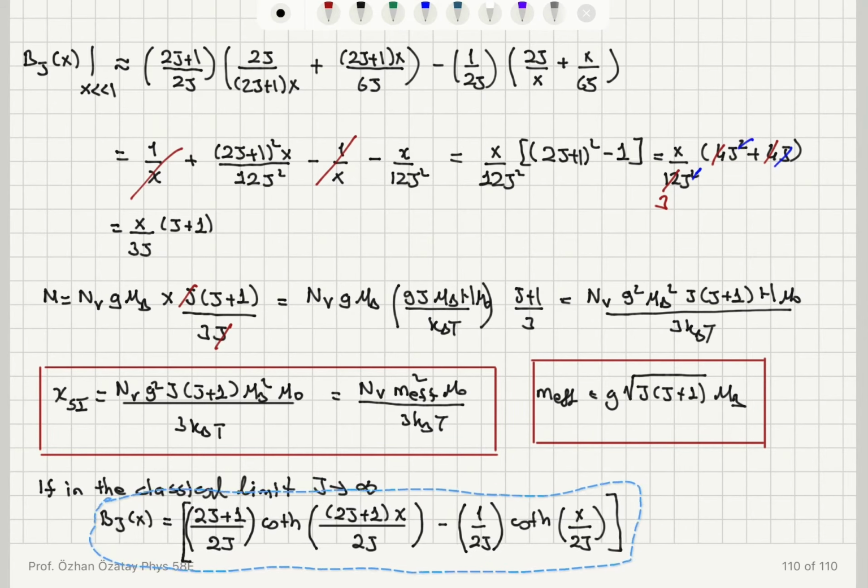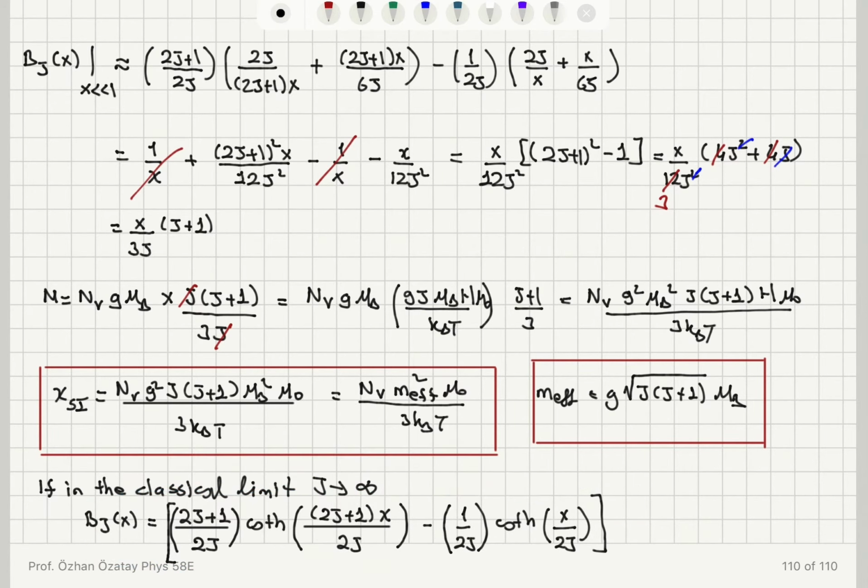Here, in this limit, when j is infinite, it will be much greater than 1. So I will have 2j over 2j, which turns into 1. And then 2j plus 1 over 2j, again, this is going to turn into 1.